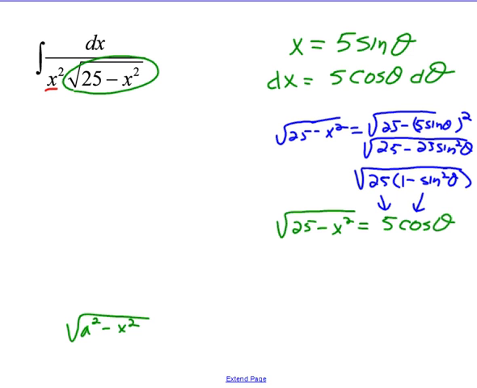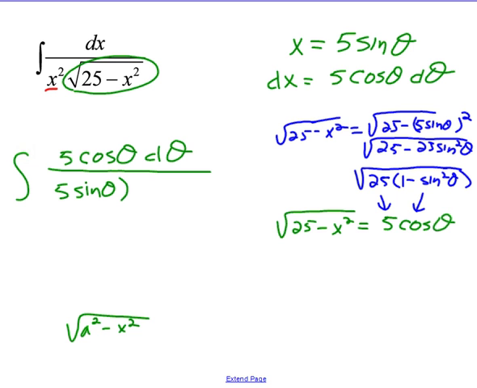They are important. So now I can try my substituting. dx is going to get replaced with 5 cosine theta d theta. x is going to get replaced with 5 sine theta, so I'm going to square that x. And my root of 25 minus x squared is going to be replaced with 5 cosine theta. So now everything that involves x has been turned into something about theta.